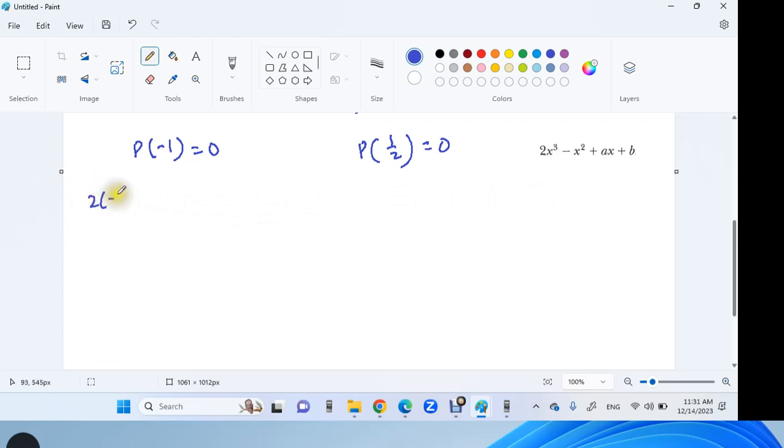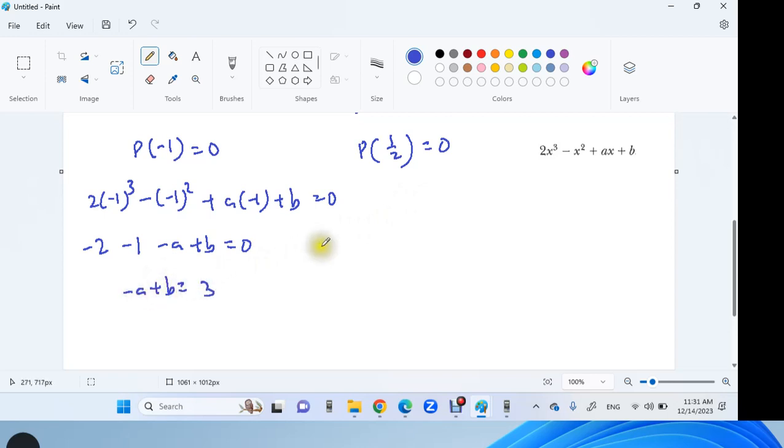So we have 2 times negative 1 cubed minus negative 1 squared plus a times negative 1 plus b equal to 0. Then we have negative 2 minus 1 minus a plus b equal to 0. And then we have negative a plus b equal to 3. So we have 2 times 1 over 2 to the power 3 minus 1 over 2 to the power 2 plus a times 1 over 2 plus b equal to 0.